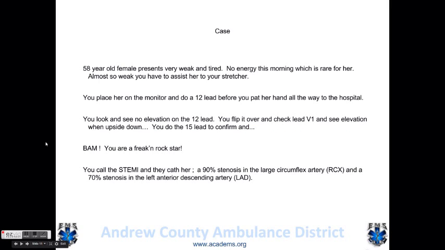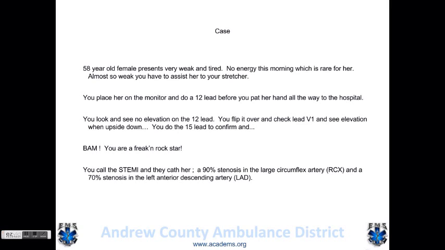Now here's the case. 58-year-old female presents with weak and tired, no energy this morning, which is rare for her. She's almost so weak you have to assist her to the stretcher. You place her on a monitor and do a 12 lead before you pat her hand all the way to the hospital. You look and see no elevation on a 12 lead. You flip it over, check V1, and see the elevation went upside down. You do the 15 lead to confirm, bam, you're a rock star. You call the STEMI, they catheterize, it's a 90% stenosis and a 70% stenosis.